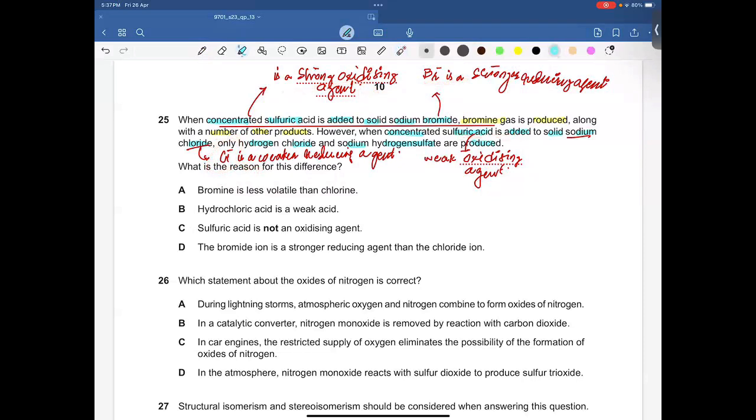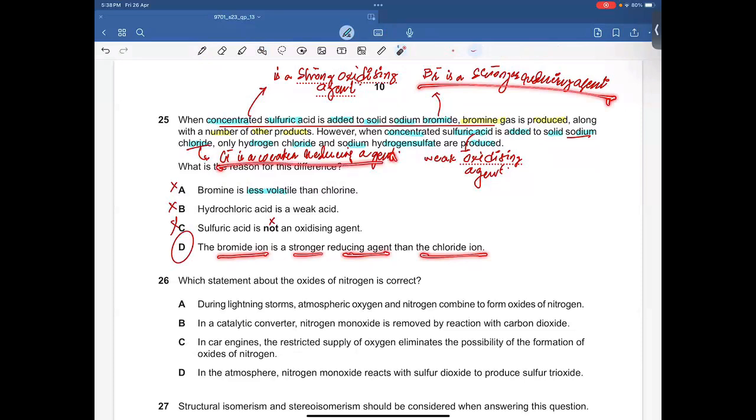Bromine is less volatile than chlorine. Volatility has nothing to do with the oxidizing ability of sulfuric acid, which means it's incorrect. Hydrogen chloride is a weak acid? Wrong. It is a strong acid. Sulfuric acid is not an oxidizing agent? Sulfuric acid is an oxidizing agent. So this statement is also incorrect. Obviously, D is going to be the right answer. Bromide ion is a stronger reducing agent than chloride ion. Yes. All right, so D is going to be the right answer.